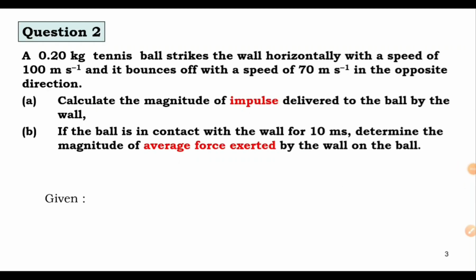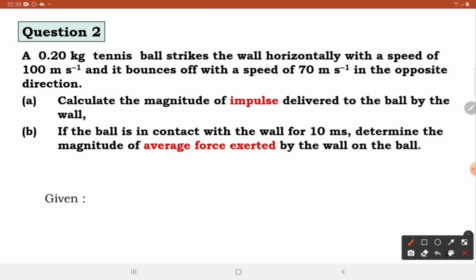Question 2. A 0.2 kilogram tennis ball struck the wall horizontally with a speed of 100 meters per second and bounced off with a speed of 70 meters per second in the opposite direction. We are given the mass of the tennis ball, 0.2 kilogram. The initial speed of the tennis ball is 100 meters per second, this is our U. It bounced off with a speed of 70 meters per second in the opposite direction, which means the final velocity of the tennis ball is negative 70 meters per second.